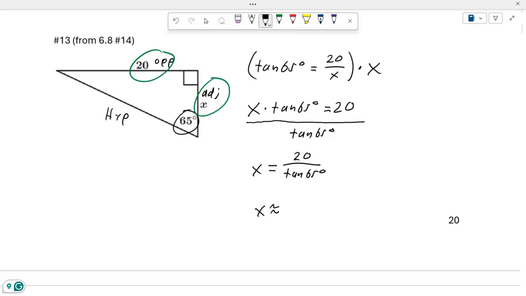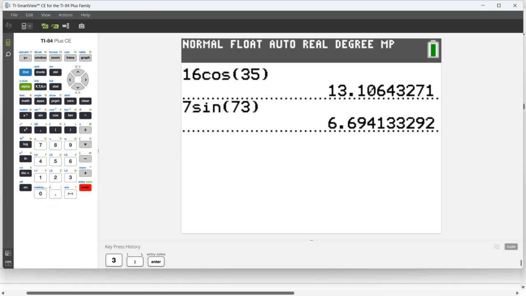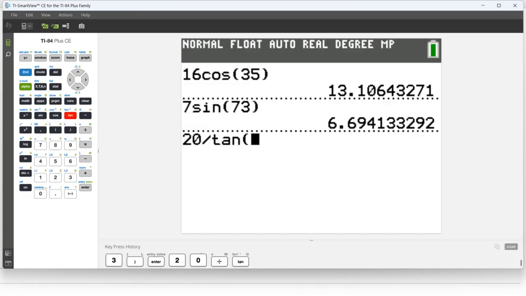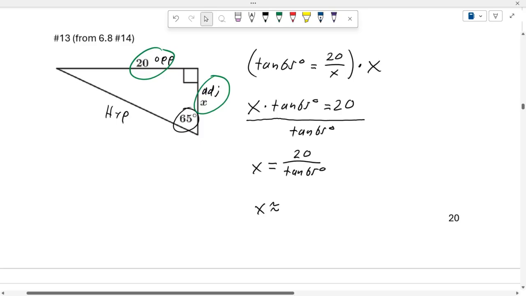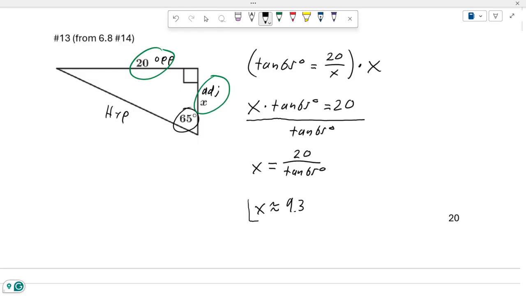So we once again go to our calculator, and this time we're going to say 20 divided by the tangent of 65. Good idea to close the parentheses. And rounding to the nearest tenth, we get 9.3. And so we end up getting 9.3, which is our answer. Now, this problem did not deal with the hypotenuse, so it's harder to check our answer.